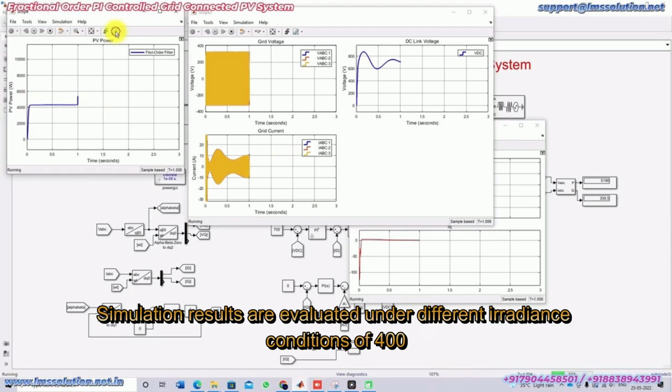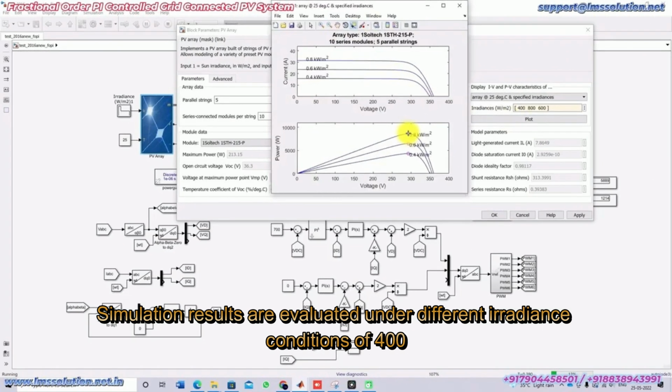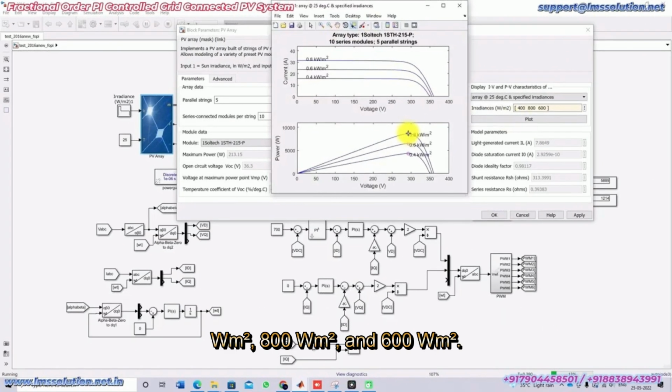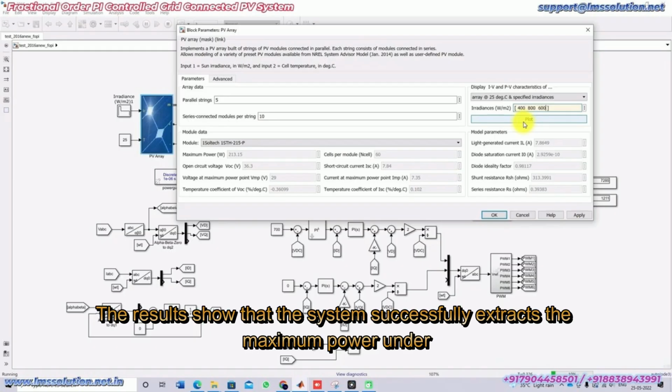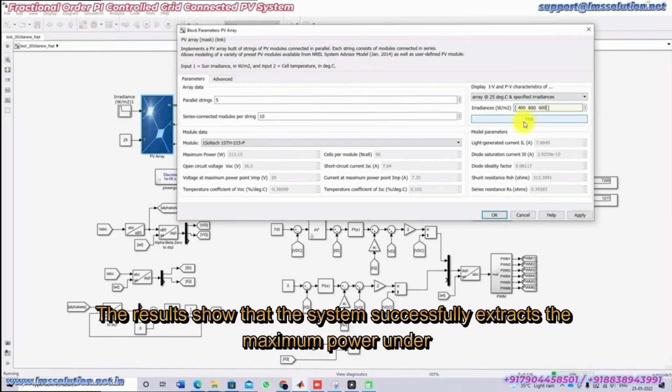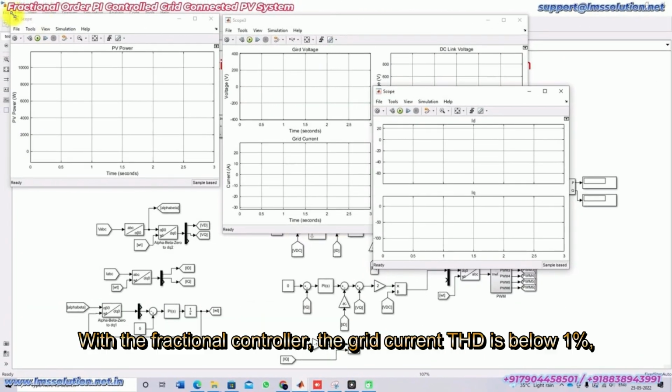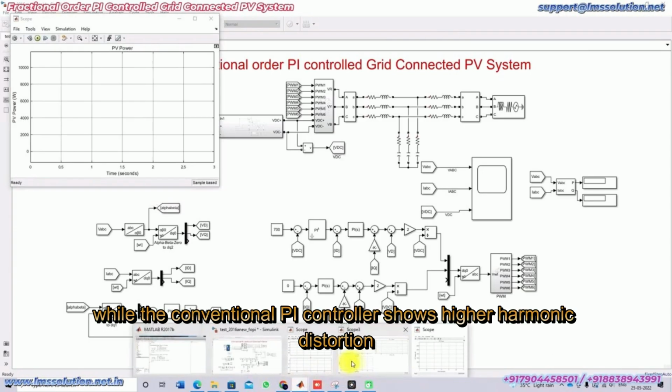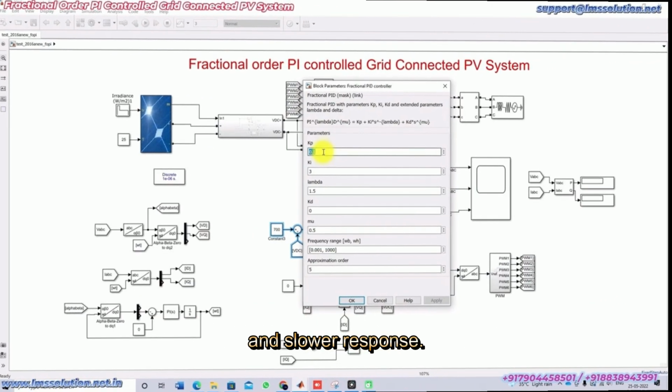Simulation results are evaluated under different irradiance conditions of 400 W/m², 800 W/m² and 600 W/m². The results show that the system successfully extracts the maximum power under changing conditions. With the fractional controller, the grid current THD is below 1%, while the conventional PI controller shows higher harmonic distortion and slower response.